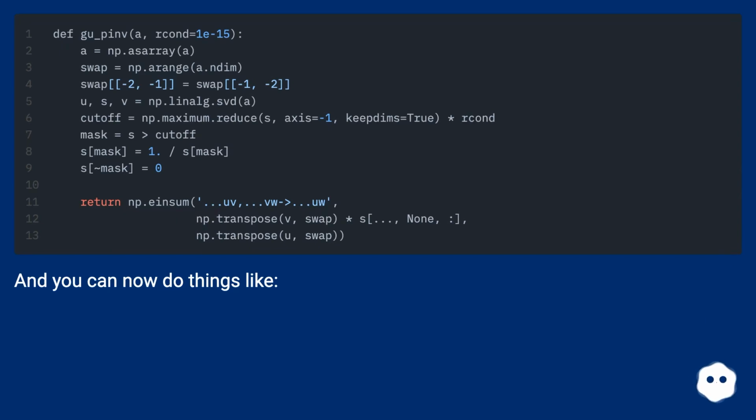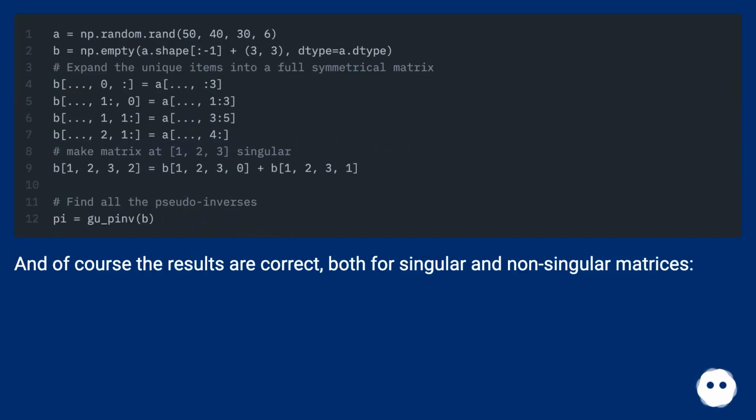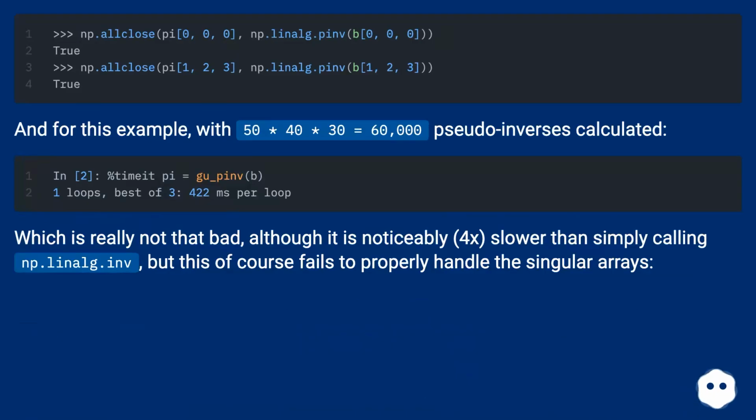And you can now do things like the following, and of course the results are correct, both for singular and non-singular matrices. And for this example, with 50 times 40 times 30 equals 60,000 pseudo-inverses calculated, which is really not that bad, although it is noticeably 4x slower than simply calling np.linalg.inv, but this of course fails to properly handle the singular arrays.